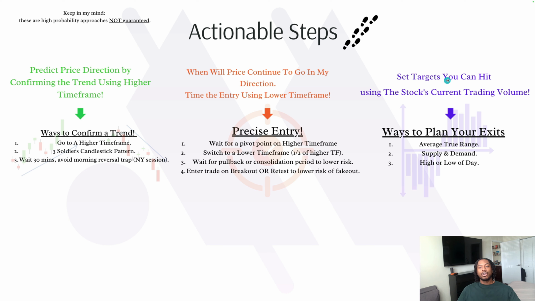So how do I set a target that I can hit based on today's or this trading session's volume? There are 3 different ways to plan your exit. You can use the average true range, an indicator that you can look up. Basically, what this tells you is the average price range that a specific stock or vehicle reaches within a certain time frame.